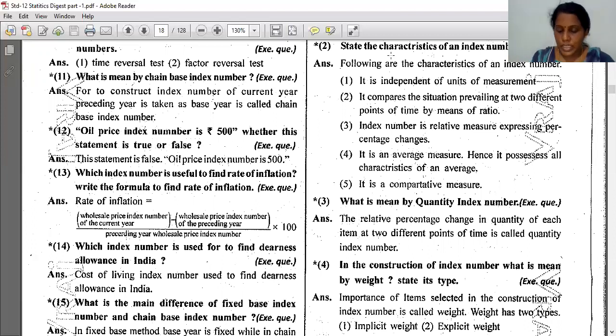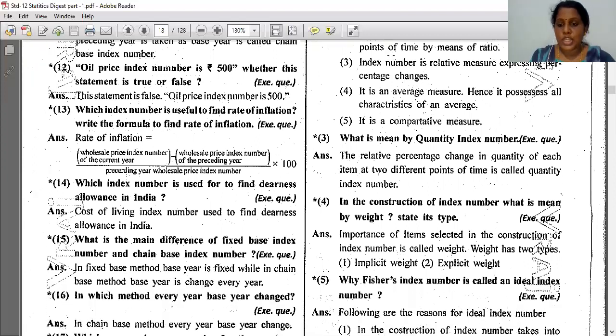index number. Then fourth: in the construction of index number, what is meant by weight? State its types. Importance of items selected in the construction of index number is called a weight. Weight has two types, implicit weight and explicit weight, which is implied and which is not implied. That is implicit weight and explicit weight.